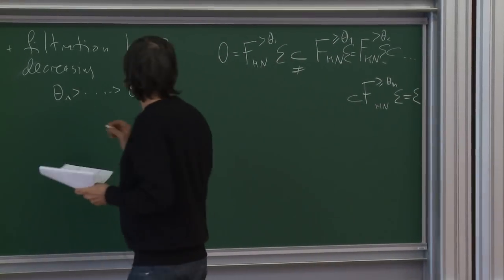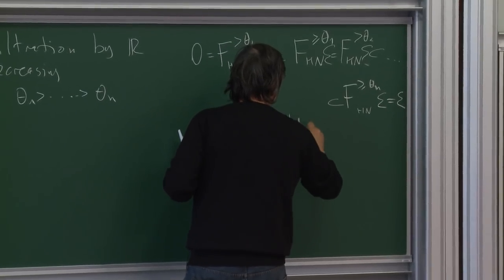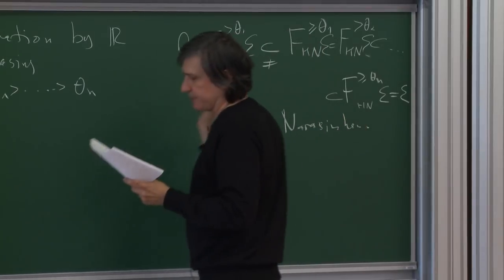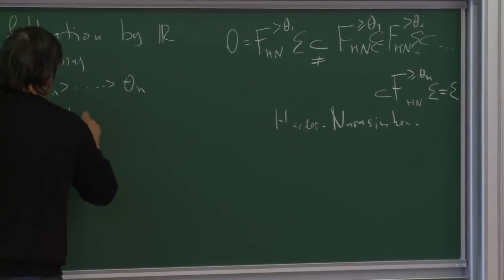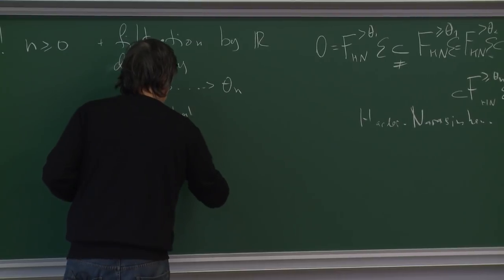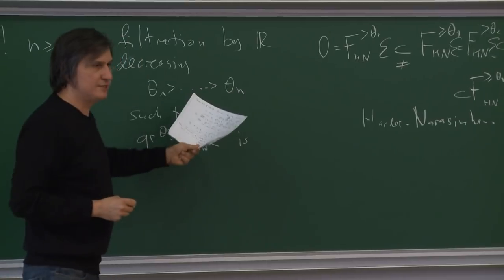HN stands for Harder-Narasimhan. The first constructed it for the case of bundles on curves, such a thing. And such that all associated graded pieces are sigma_j semi-stable.